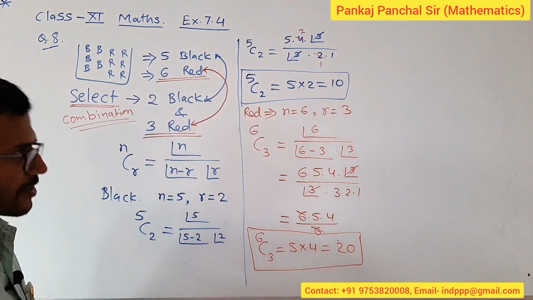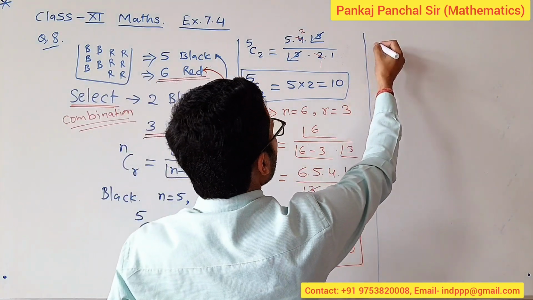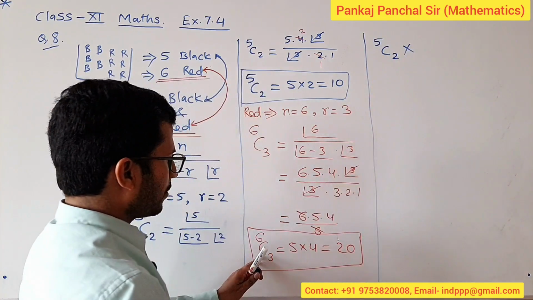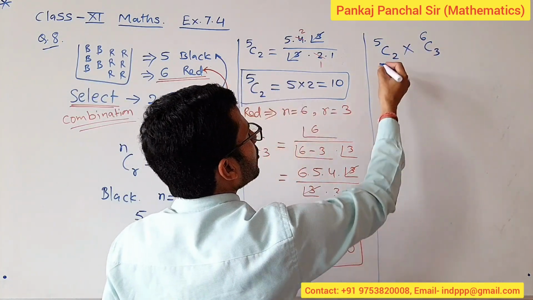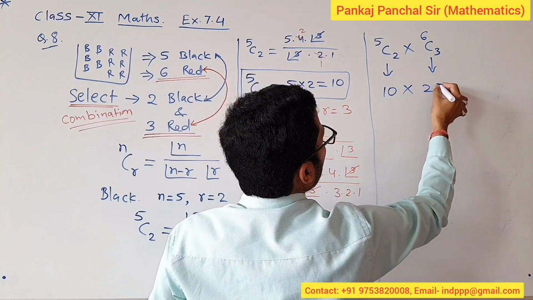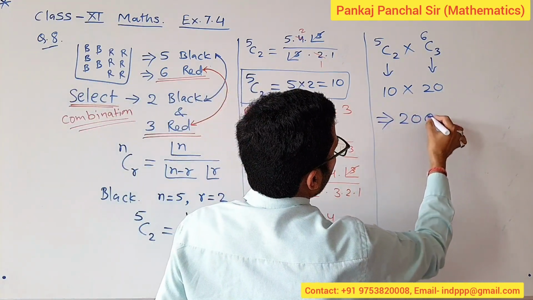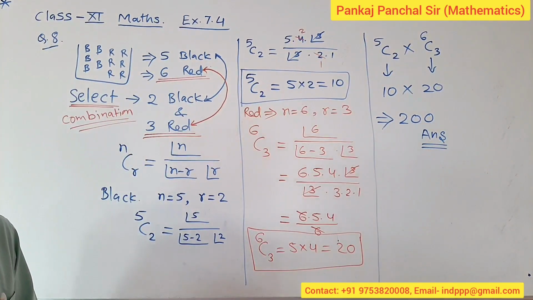Now the total selection we need. So our final answer will be 5C2 and 6C3 ways. So 5C2 is 10 and 6C3 is 20. So 20 into 10, you will get 200 as the answer. Understand? So please note this down. This is the solution of question number 8.